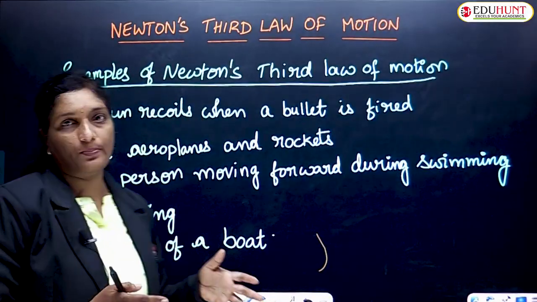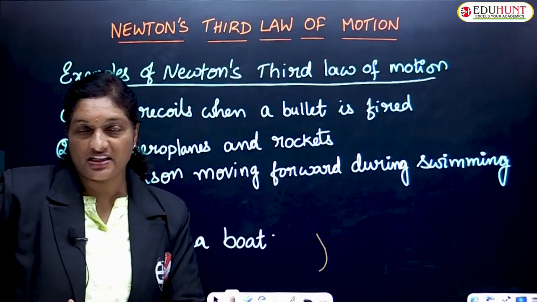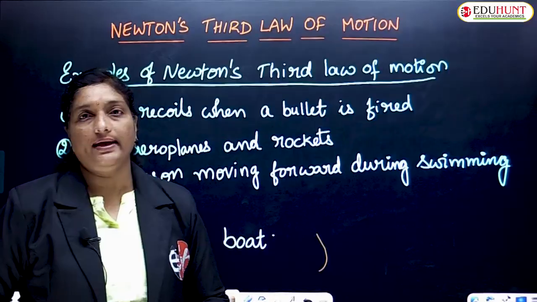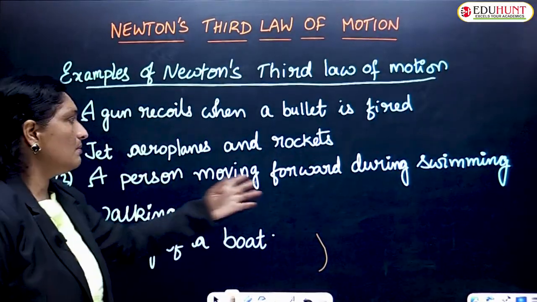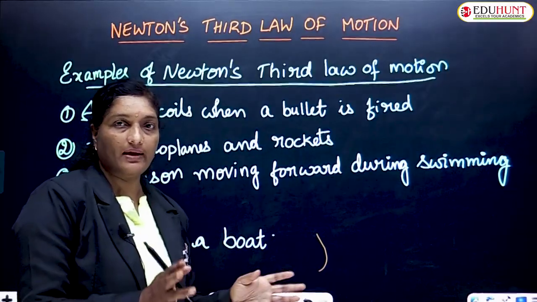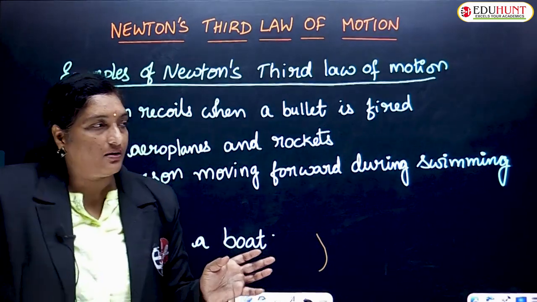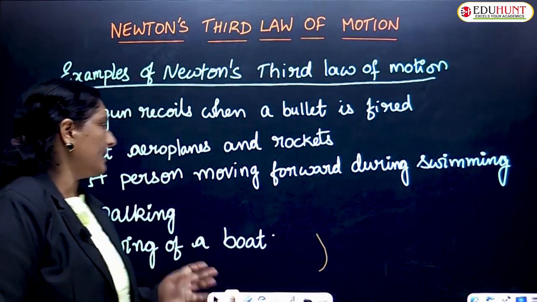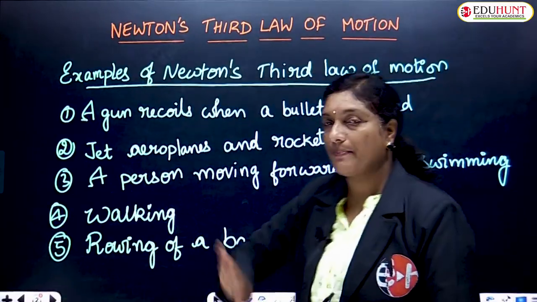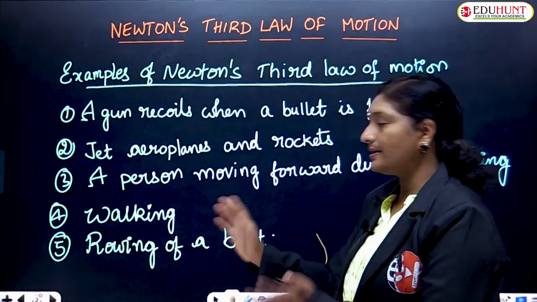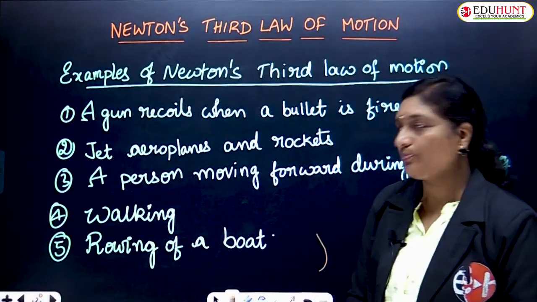Next example, jet aeroplanes and rockets. Hot gases will come out from the nozzle as an action part. As a reaction part, the rocket starts moving forward. Similarly, a person moves forward while swimming. Why? Because the swimmer pushes the water in the backward direction, and the water pushes him in the forward direction. Similarly, while walking, the person pushes the ground with his foot in the backward direction, whereas as a reaction part, the ground pushes the man in the forward direction, and hence walking is possible.